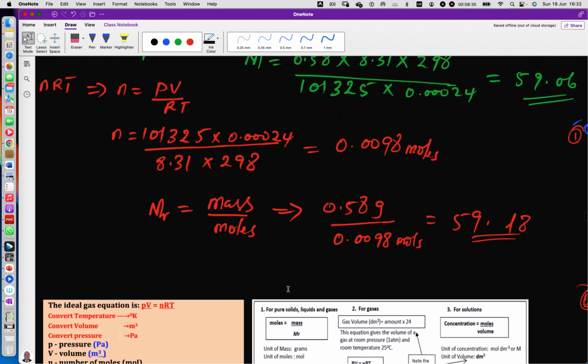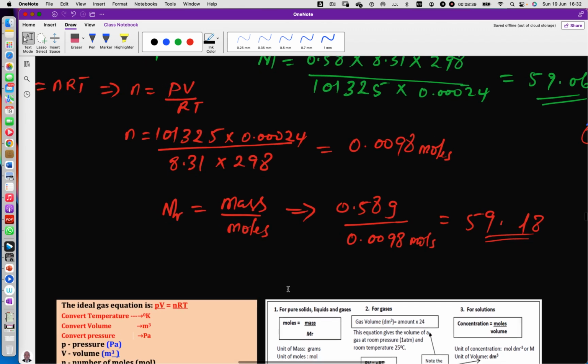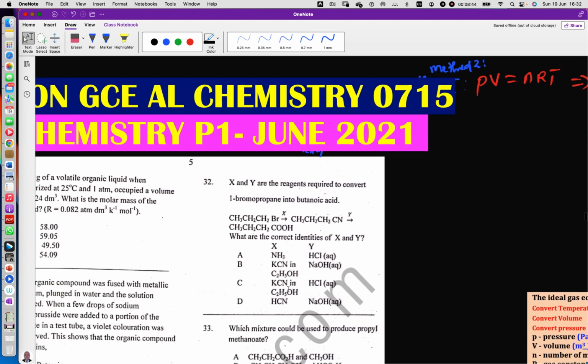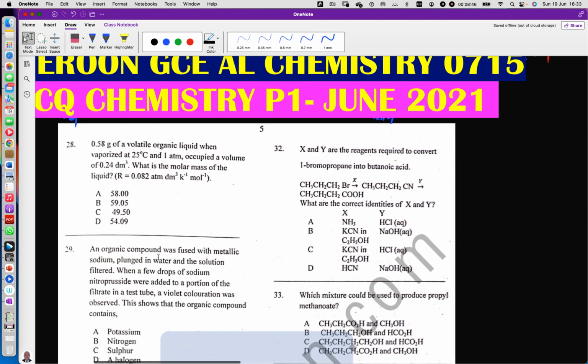You will have it like that. When you do it, that is 59.06 or 59.18. Let's see, 59.06 and 59.58. What will be our answer here? After doing the calculation, we check on the answer column. Our answer for question number 28 will be B.